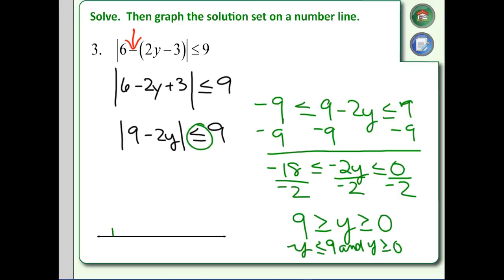So I'm going to go over here to 0, and I'm going to put a closed dot, and we're going to the right. And we're going to go down here to 9 and put another closed dot because we've got less than or equal to, going to the left. And where they collide, where they overlap is our answer.